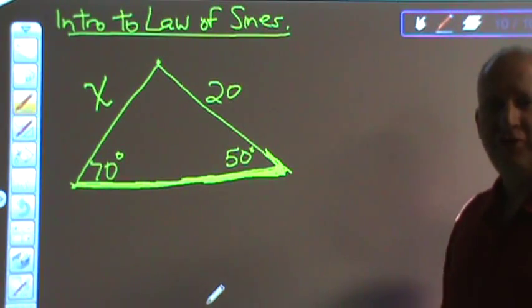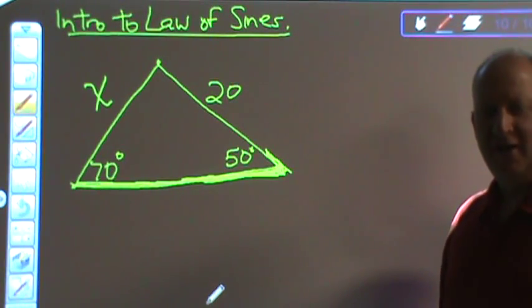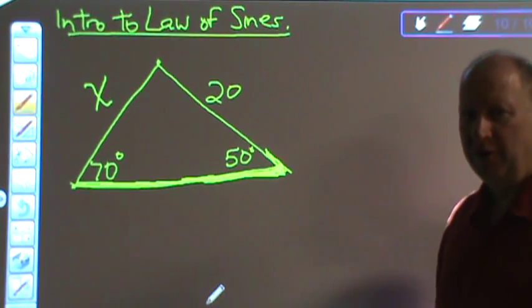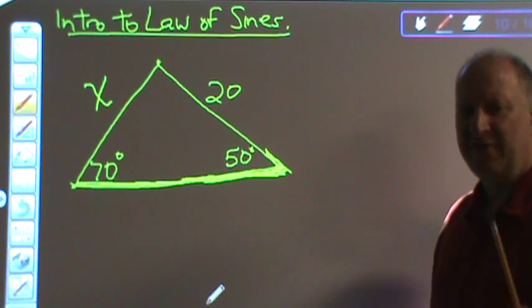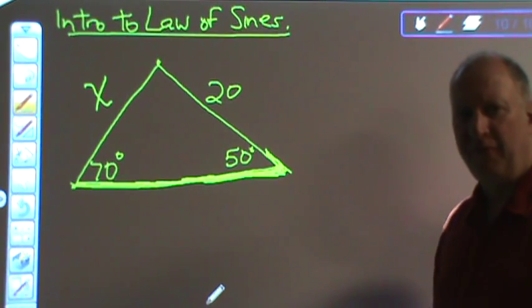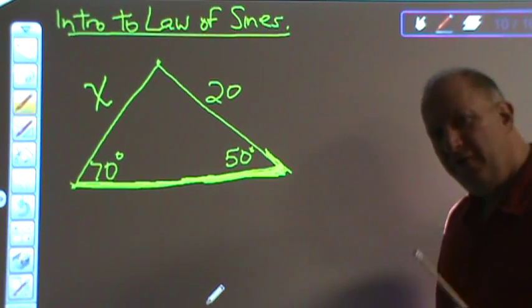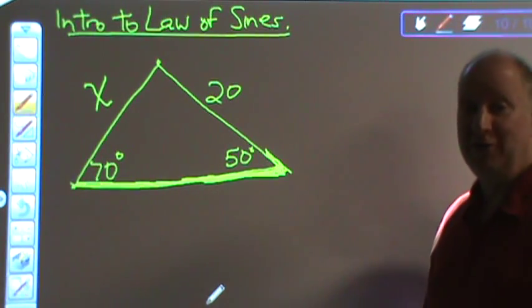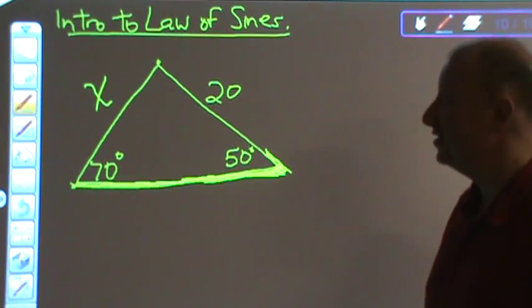Okay, this will be an introduction to the law of sines. I will not be, again, teaching the formula right away. We're going to go through the process, and from the process, I will develop the formula for you, for understanding. My hope is, along the way, maybe teachers will even look at this.